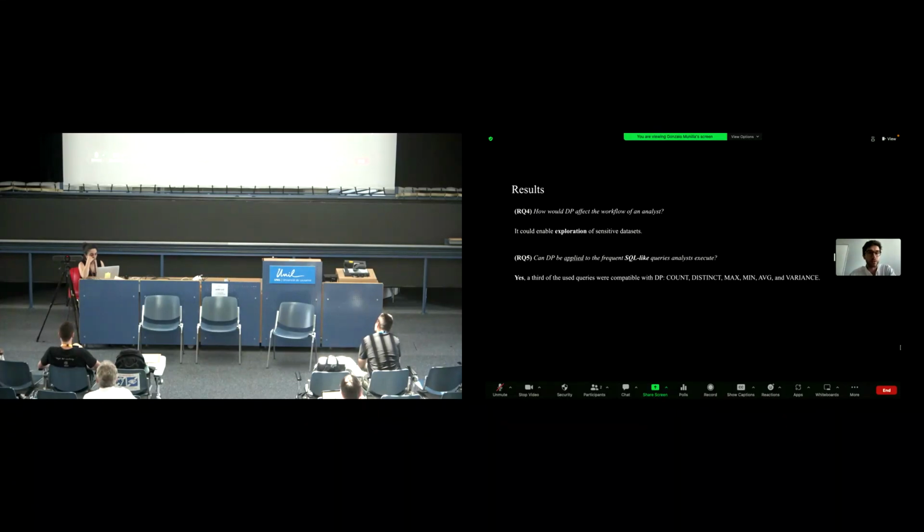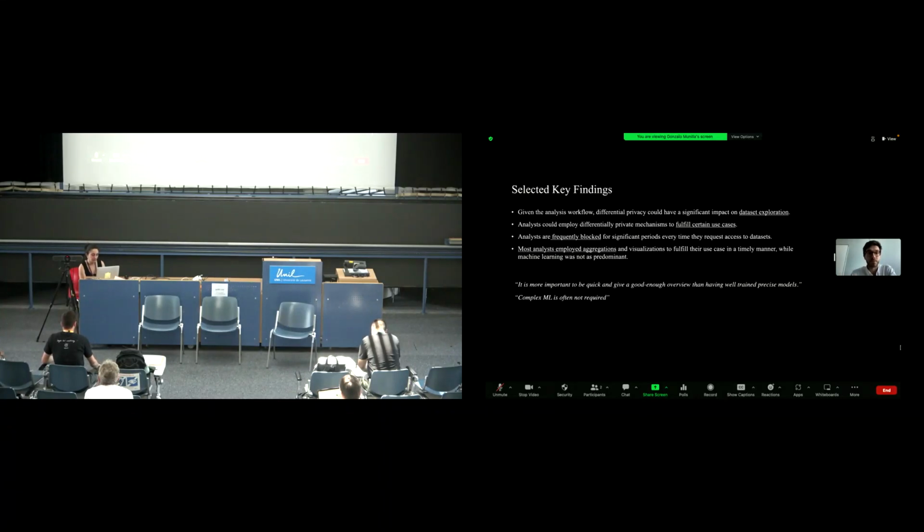Lastly, I think differential privacy, based on what I saw, could enable exploration of sensitive datasets. Some of the datasets were not even accessible after you go through all the process, so perhaps exploring them beforehand is useful, so that you don't have to go through a process that in the end is fruitless. And also I checked whether SQL was important for them, which it was more important than ML. And then I also checked what are the SQL queries that they used, and all of them are amenable to differential privacy. So it could actually have an impact in their daily analysis.